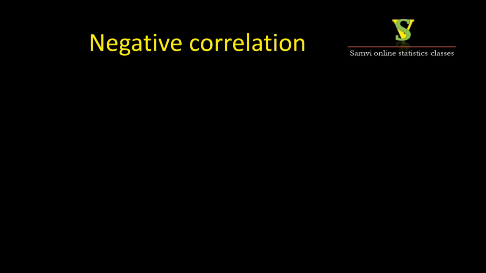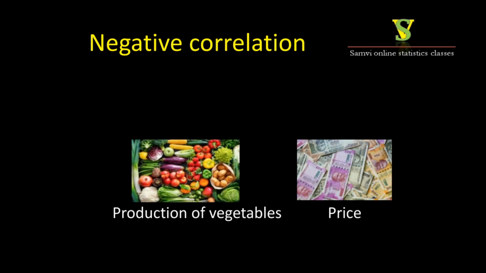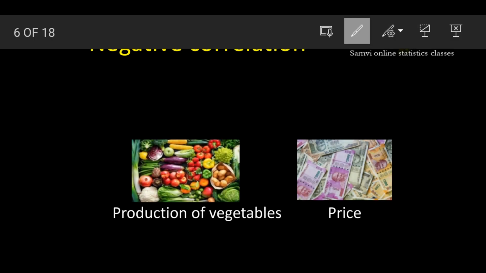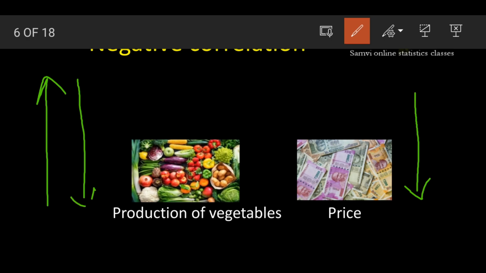Move to the next one, that is negative correlation. Let us take one example here, production of vegetables and price. If production of vegetables goes on increasing, then price will automatically go on decreasing. If production of vegetables goes on decreasing, then price will automatically go on increasing. Here the variation of the two variables will be observed like this. How? One variable increases, the other goes on decreasing. Otherwise, one variable decreases, the other goes on increasing.